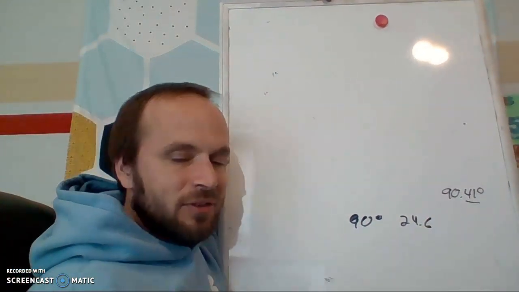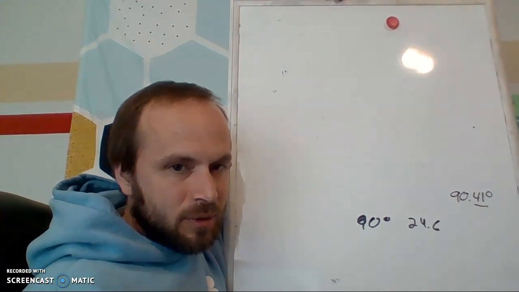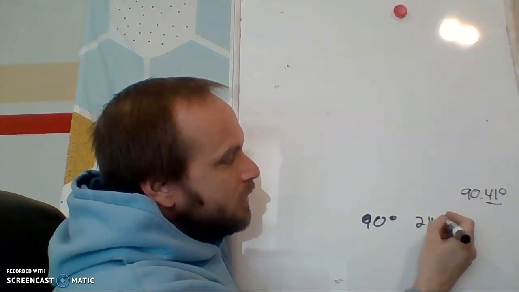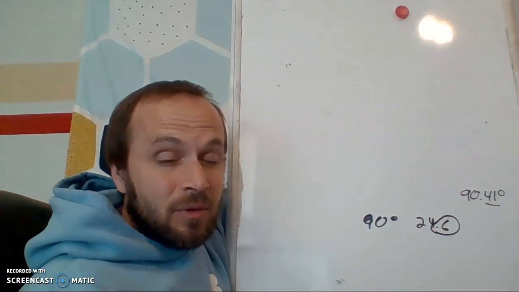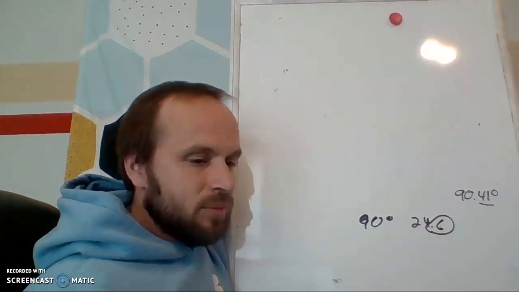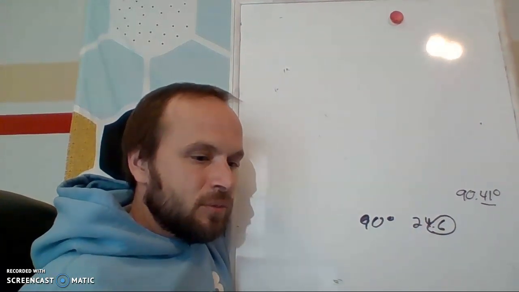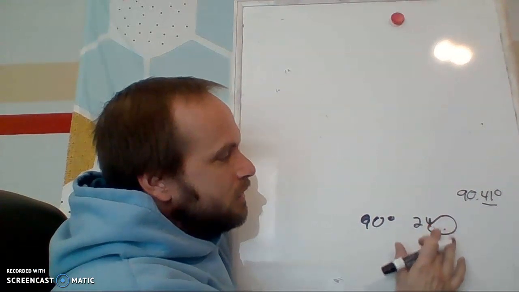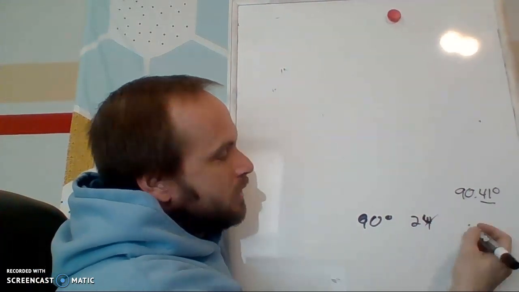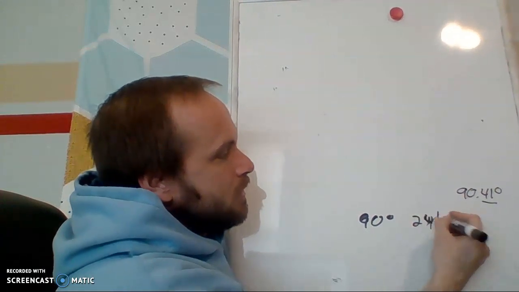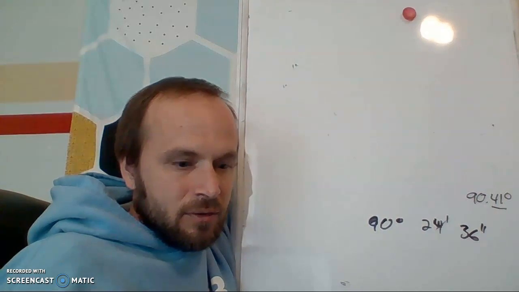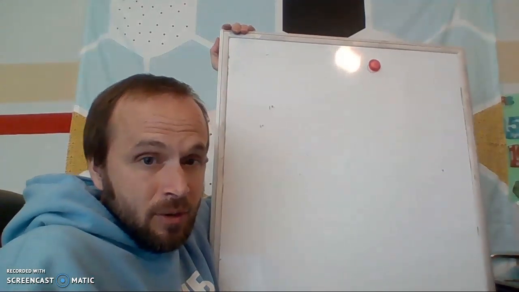But I don't want that 0.6 minutes. I can't have a decimal part of a minute. I want to change that into seconds. Well, how many seconds are in a minute? Well, it's 60. So then I'm going to multiply 0.6 times 60 to change that into seconds. So in that, I end up getting 36 there. So 90 degrees, 24 minutes, and 36 seconds. All right, so those are two topics you'll come across.